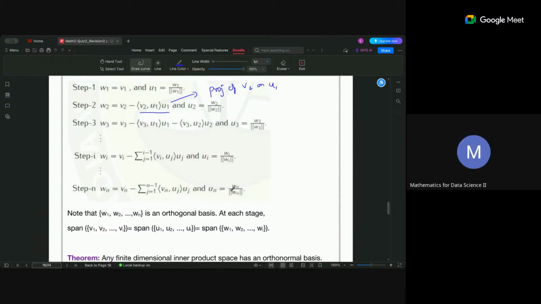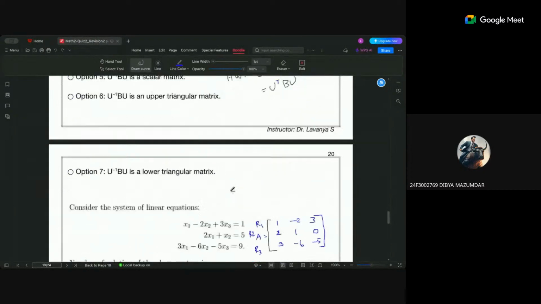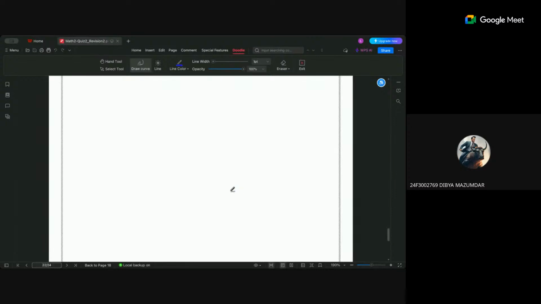Any other questions? Ma'am, I am getting confused in 1-1 and onto mapping of linear transformation. 1-1 or onto, what kind of confusion? Suppose a vector space is given, and from there a linear transformation is also defined. They are asking whether the linear transformation is 1-1 or onto or both.